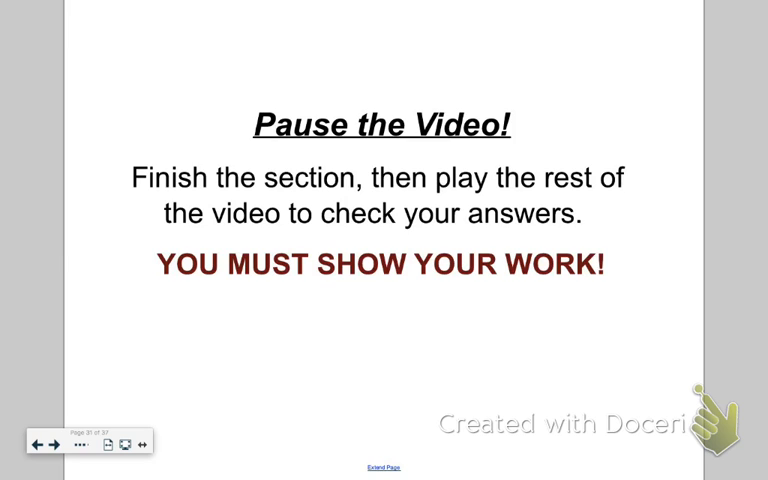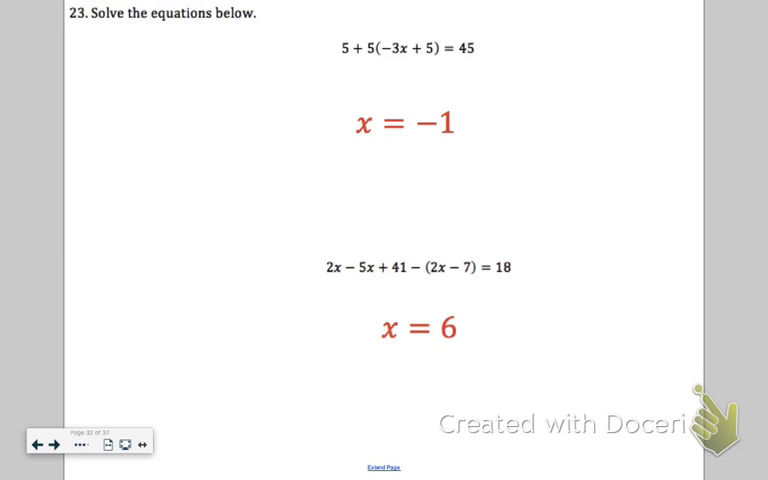Alright, we're back. I hope you showed your work. Let's check our answers. The first one's negative 1. The second one is 6. Specifically, I want to take a look at the second one to point out something you might have done incorrectly. If you didn't get 6 here, take a quick look.